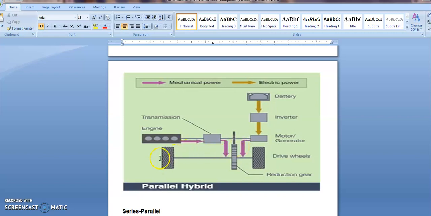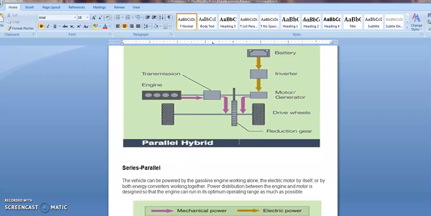Here you can see in this diagram we have the same components, but the only change if you compare with the series is that here the engine can also transmit torque to the driving wheels. That means the engine can be used for both purposes: to drive the driven wheels and also to recharge the battery or to drive the motor. So this is all about the parallel hybrid.